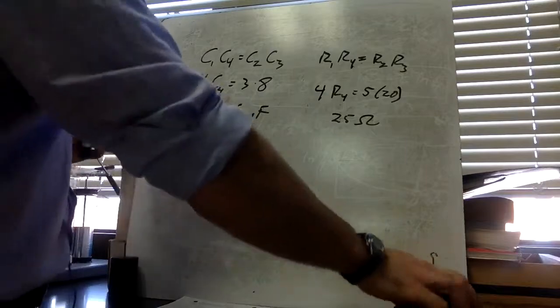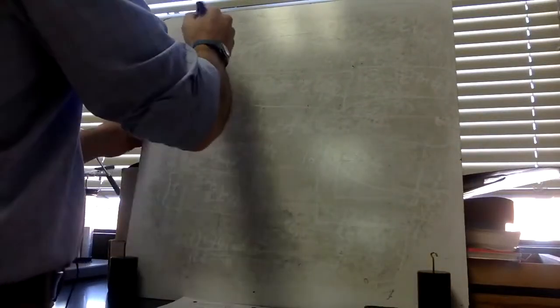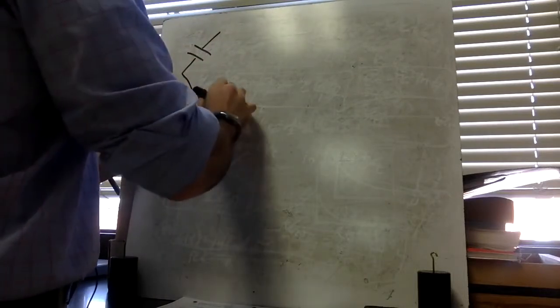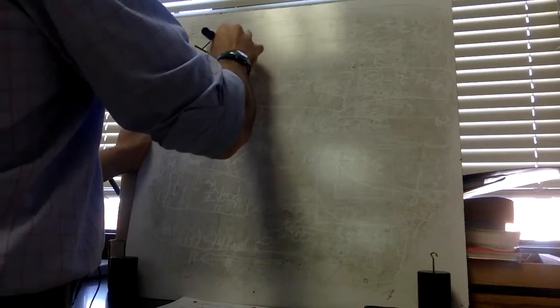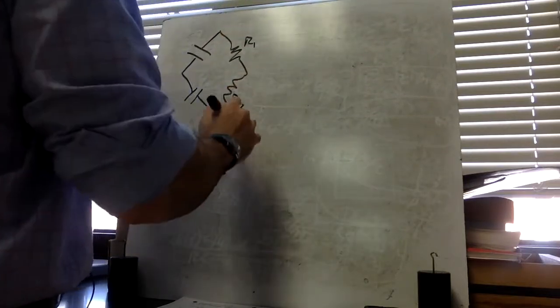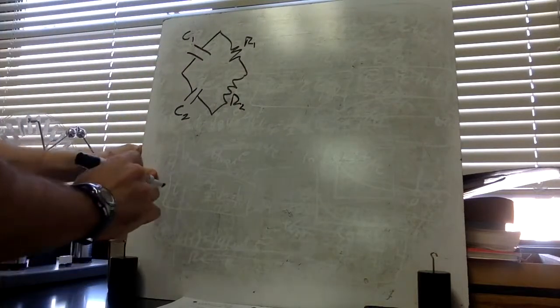Okay, but now what about example 2? In example 2, we've got kind of a new situation. We've got 2 capacitors and 2 resistors. Let's label these correctly: R1, R2, we'll call this C2, and C1. So what are some things that we know?